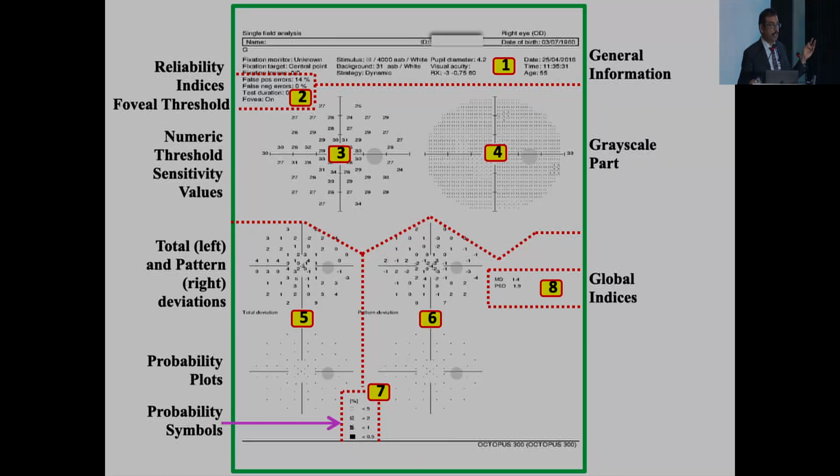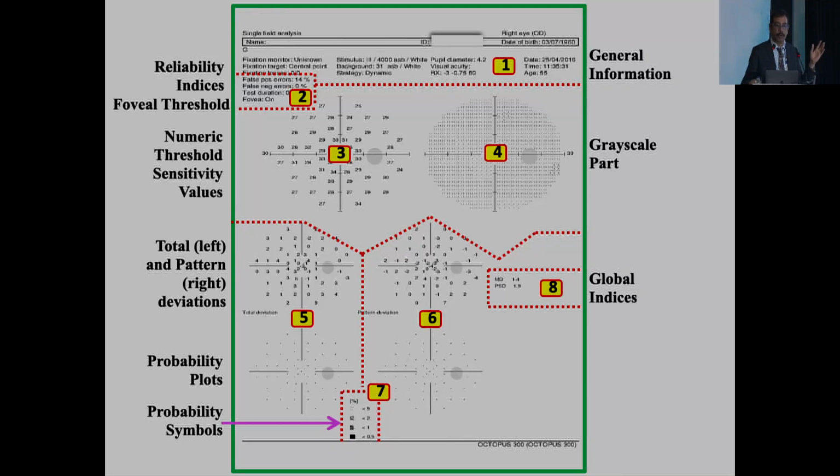The second zone is the reliability indices. All of you know what fixation losses are. Then you will have to see that. Then you have the numerical threshold values. Whatever sensitivity is measured is calculated in the numerical data and shown as a grayscale. That is typical of Humphreys. I will show you the difference.